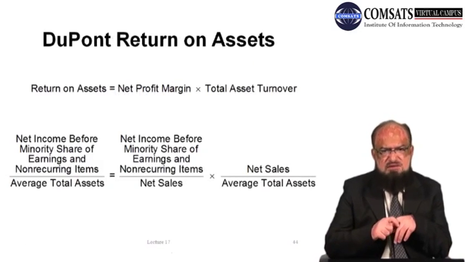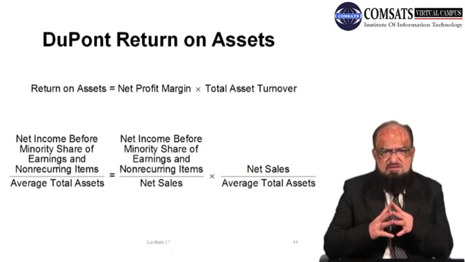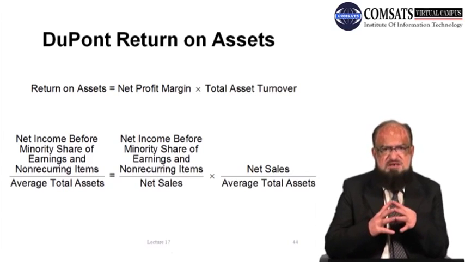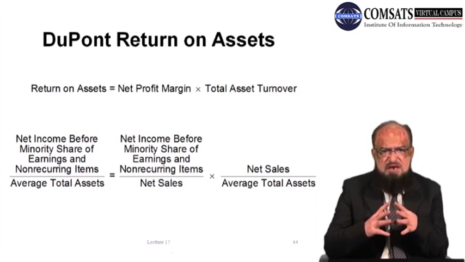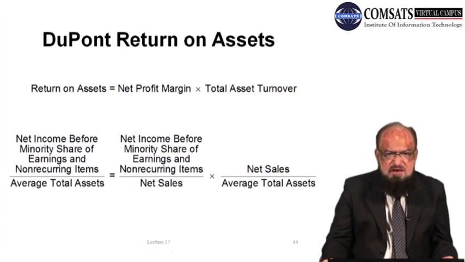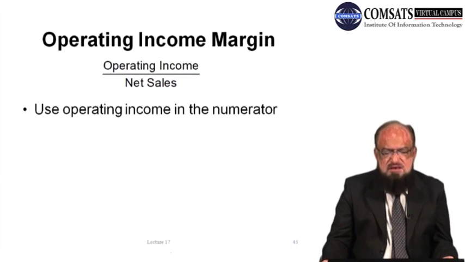Dear students, we have discussed another ratio in lecture 17, that is DuPont return on assets. Formula was very simple. We need to create 3 columns for this formula. First column is net income before minority share of earnings and non-recurring items divided by average total assets, which is equal to net profit margin, net income divided by net sales, multiplied by net sales divided by average total assets.